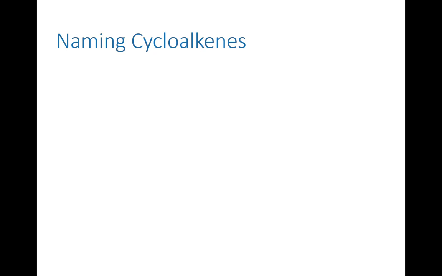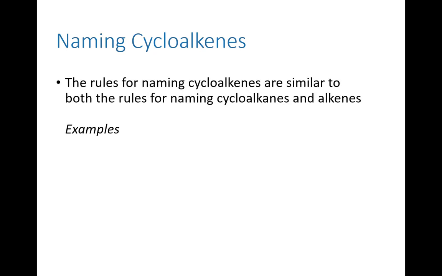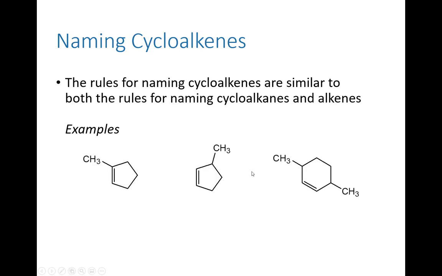The rules for naming the cycloalkenes are not substantially different from the rules for naming cycloalkanes or alkenes. They're kind of a combination of all of those. So let's take a look at some examples, and this will allow me to call out the most important points. So recall that if there's only one substituent, the rule was that that substituent is automatically carbon number 1. Again, functional groups are considered more important than substituents. So we modify the rule slightly and say that the functional group automatically gets carbon number 1.